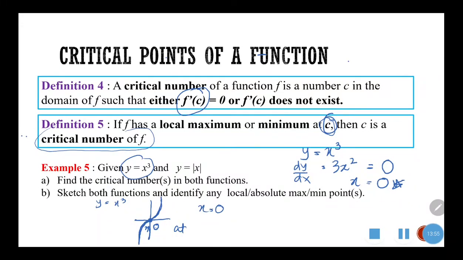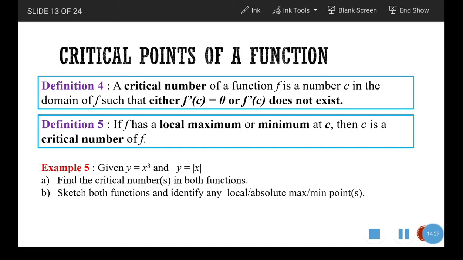At x equals to 0 is neither local maximum nor minimum. Okay, dua-dua tak. Okay, because dia bukan paling tinggi, dia bukan paling rendah because we have down here, and dia bukan paling tinggi because the curve keep on going up. Alright, so we're done with y equals to x cube. Now let's proceed for y equals to modulus x.